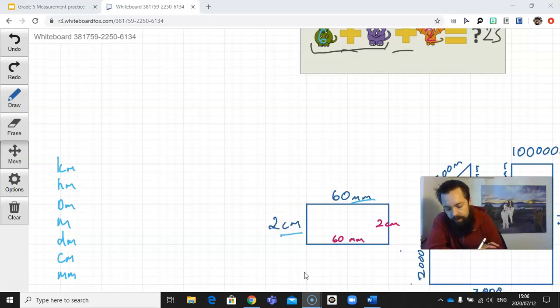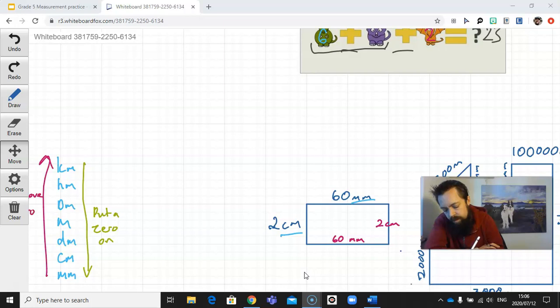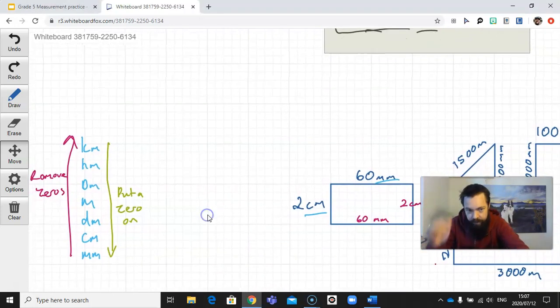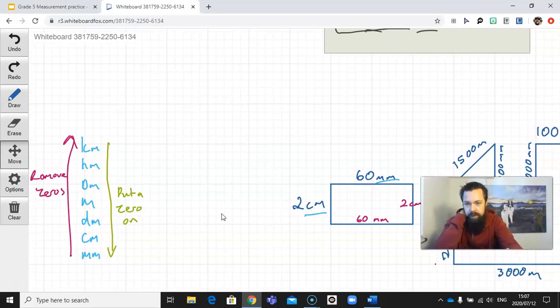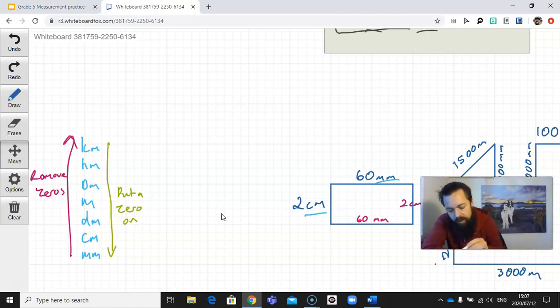If you remember, when we're going this way from a big unit to a small unit, we put a zero on. And when we are going from the small unit to the big unit, we remove zeros. Oh, it's a little bit off the screen. There we go. So this is what we've got to do. We've got to either make it all centimeters or make it all millimeters. First up, I'm going to decide to make it all centimeters.